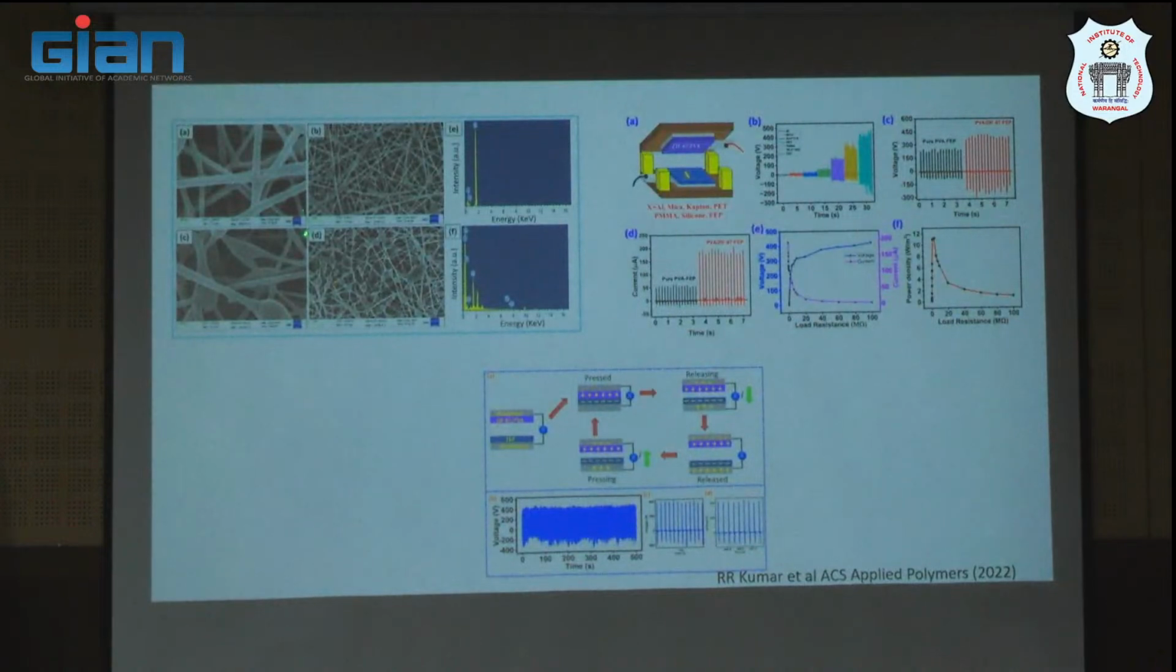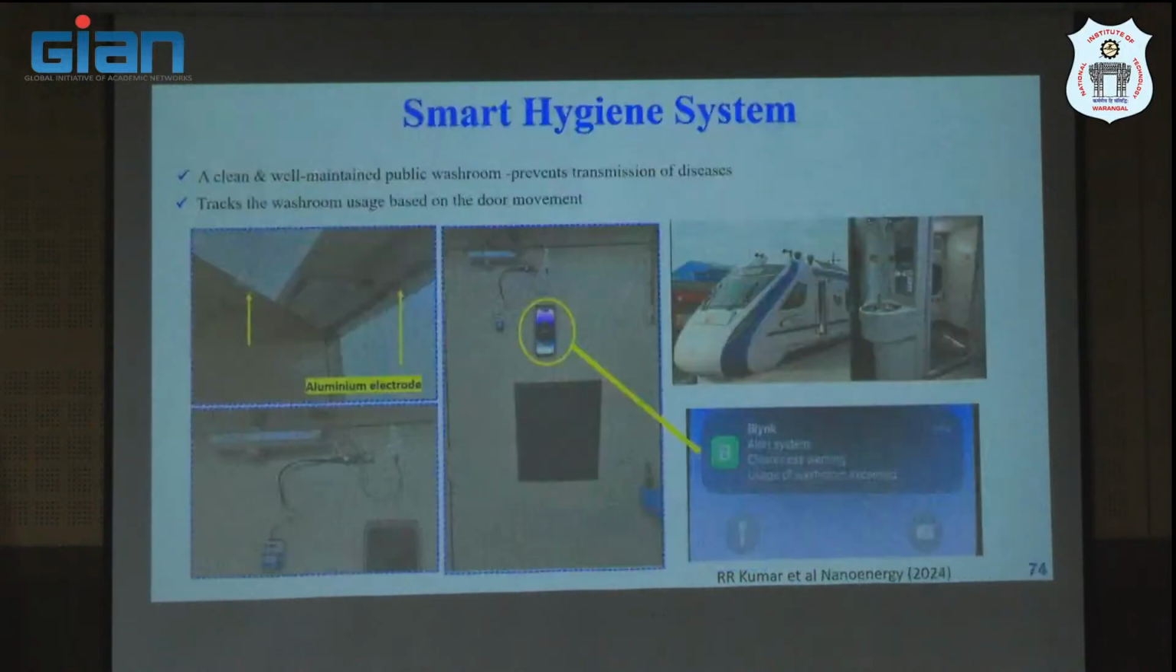So these are the nanofibers which we synthesized without GIP67. This is with GIP67. These bubbles are where GIP67 is embedded into the nanofiber, and we got around 11 watt per meter square as a power density for this particular nanofiber mat. And we use this for a smart hygiene system.